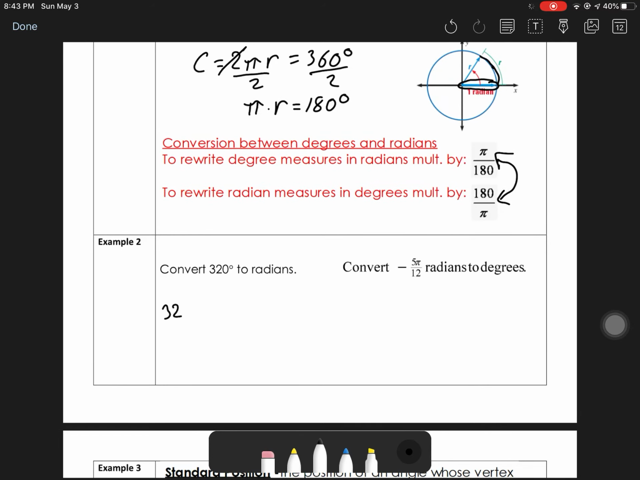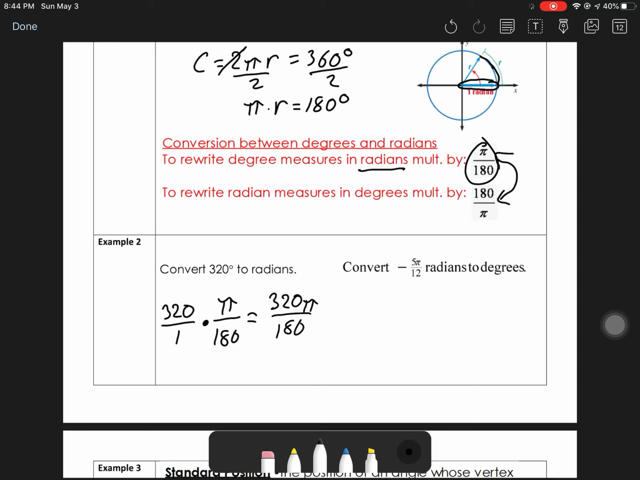So 320, that's in degrees. We want to convert that to radians. So if we want to convert that into radians, we've got to use this top conversion. So we're going to multiply these fractions together. Remember that when you multiply fractions, you multiply across. So 320 times pi, and then 1 times 180. And then we just want to simplify.